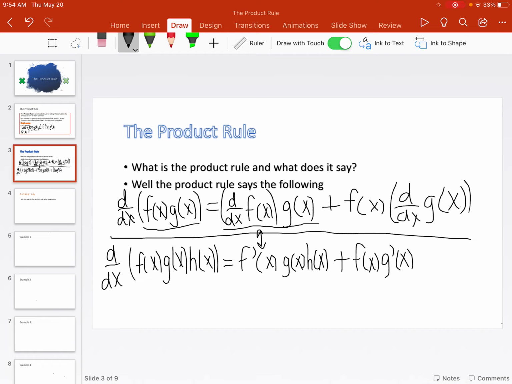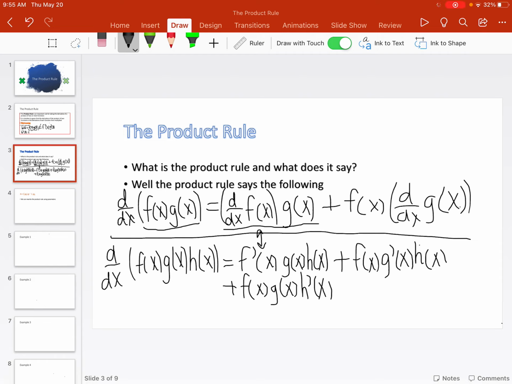Now it's g of x's turn to have its derivative taken. That's exactly what we've done. Multiply it by whatever's left, so f of x and h of x. We did not take their derivatives this time. Plus, so we only have one function left whose derivative has not been taken, and that is h of x. So now we have f of x times g of x times h prime of x.